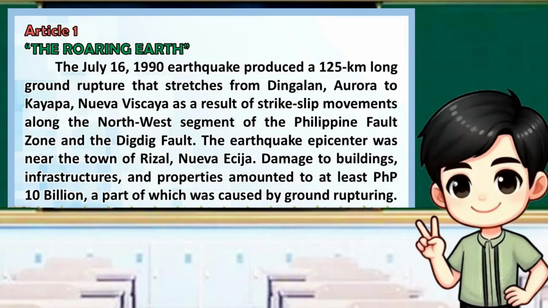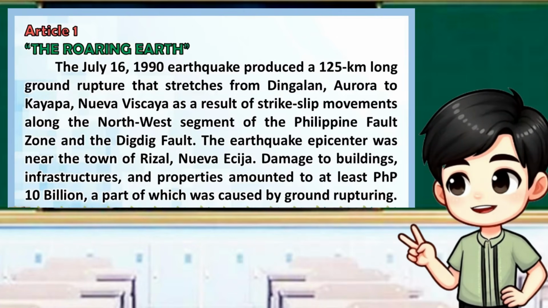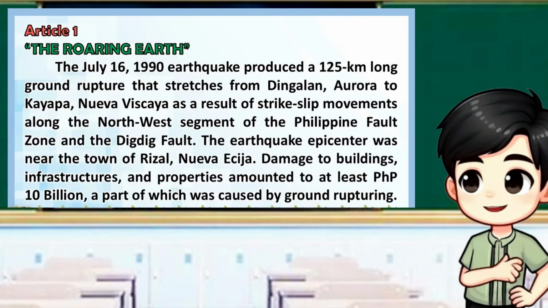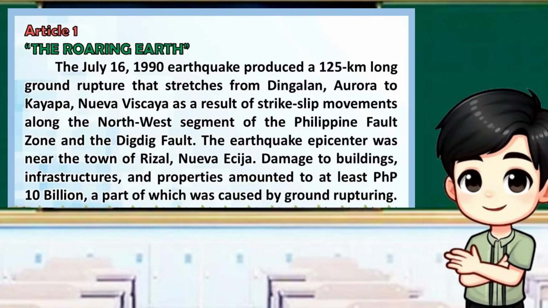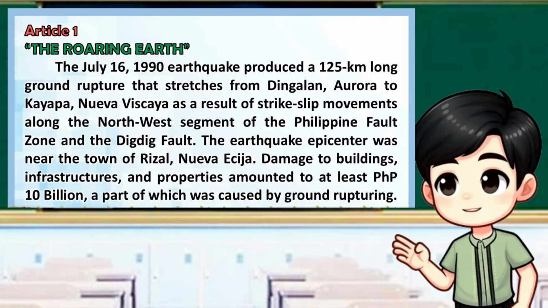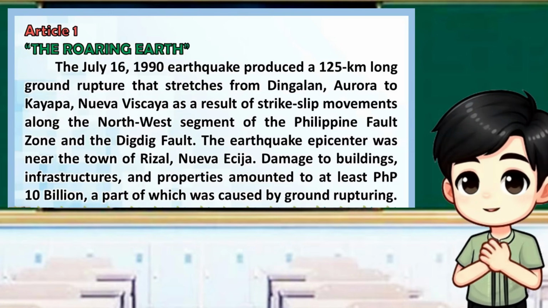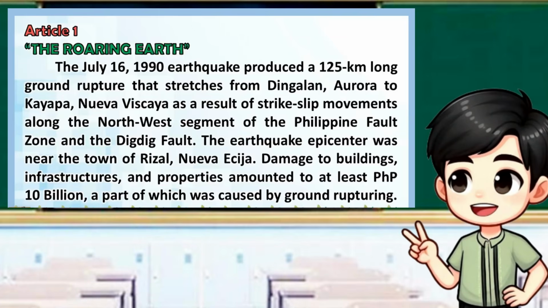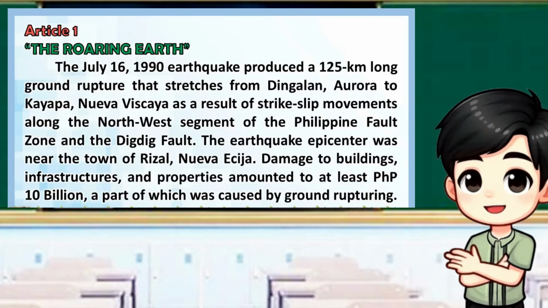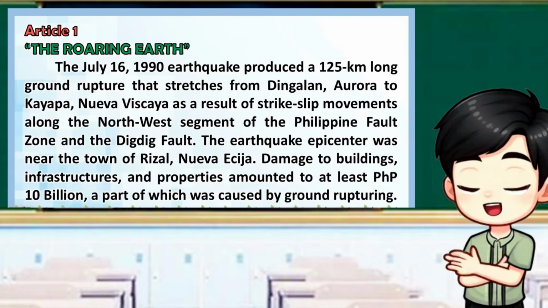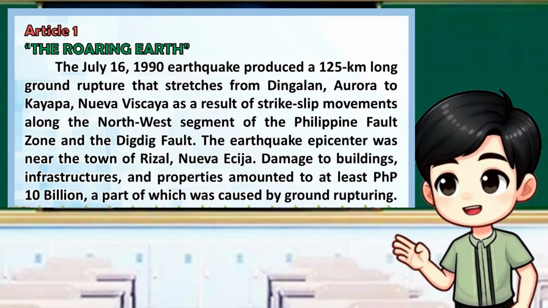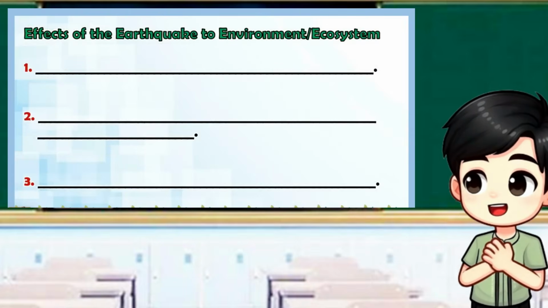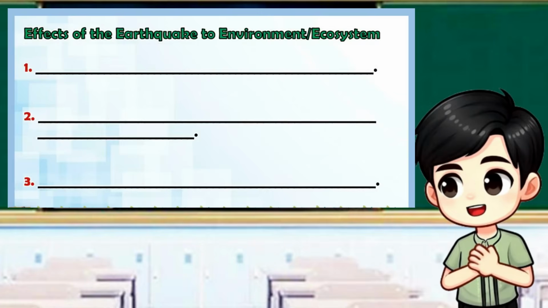The July 16, 1990 earthquake produced a 125-kilometer long ground rupture that stretches from Dingalan, Aurora to Cayapa, Nueva Vizcaya, as a result of strike-slip movements along the northwest segment of the Philippine Fault Zone and the Digdig Fault. The earthquake epicenter was near the town of Rizal, Nueva Ecija. Damage to buildings, infrastructures, and properties amounted to at least 10 billion pesos, a part of which was caused by ground rupturing. What will be the effects of the earthquake to environment or ecosystem?